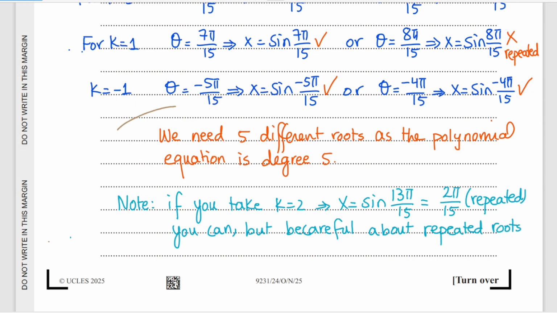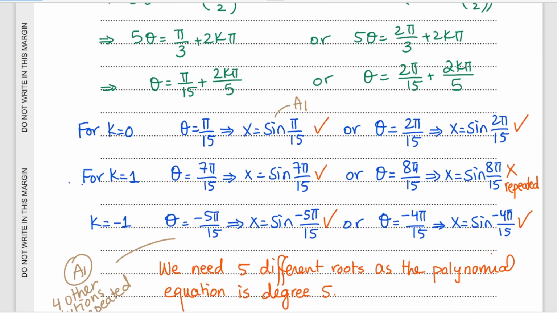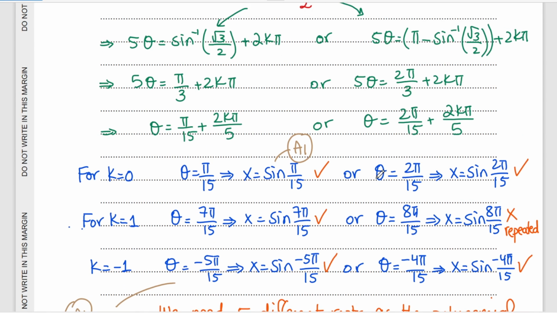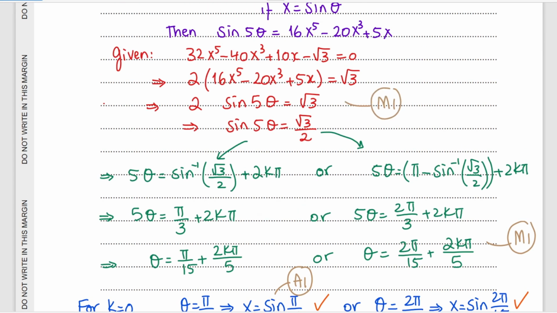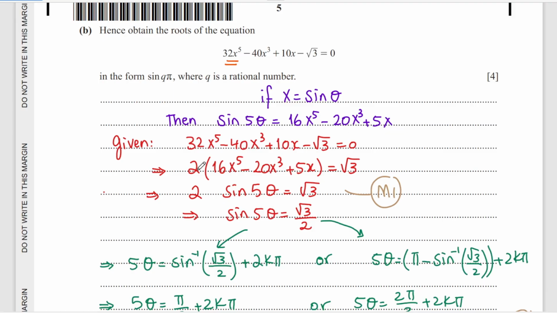Let's distribute the marks now. There's an accuracy mark to get 4 other different solutions, none of them repeated. And the first accuracy mark, you get it for sine pi over 15. There's a method mark to find theta, and there's a method mark to get the equation in terms of sine theta only.